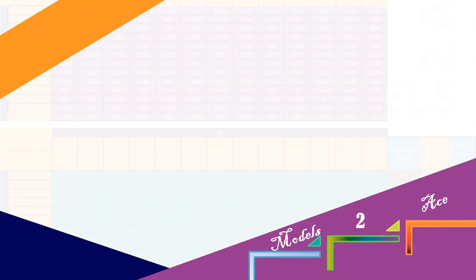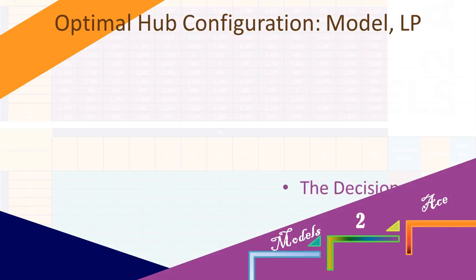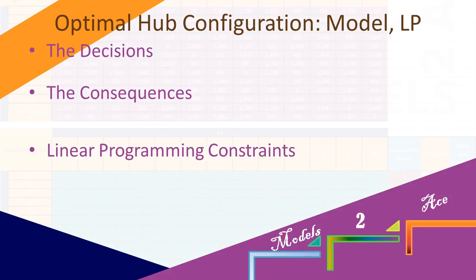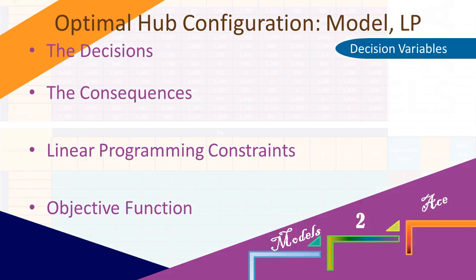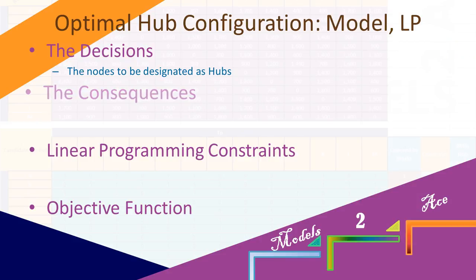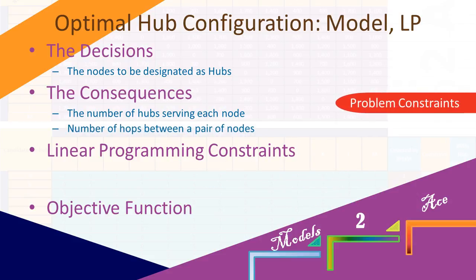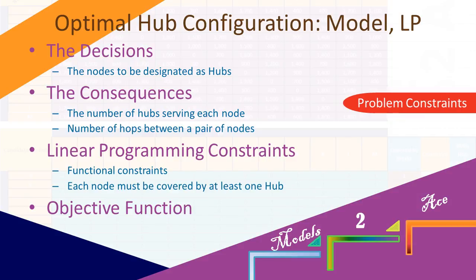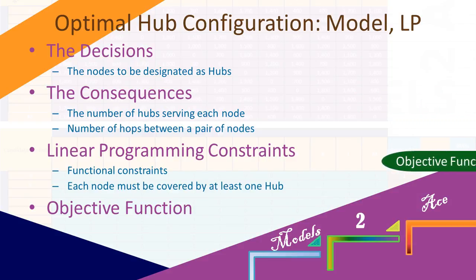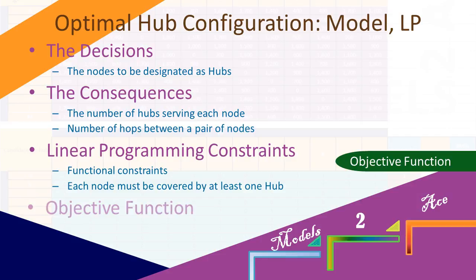Summarizing the optimal configuration of nodes produced by the model, the decision variables, contained in the cells shaded in green, were the decisions on whether a particular node was to be made into a hub or not. The consequences of the decisions on the hubs were the number of hubs serving each node and the number of hops a passenger would have to make between a source and a destination. In addition to the functional constraint that the decision array was to be a binary array, the constraint condition of the problem was that each node must be served by at least one hub. The objective function minimized the total number of nodes in the network.